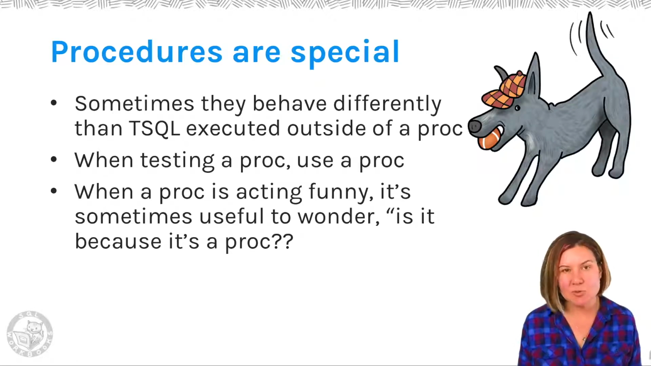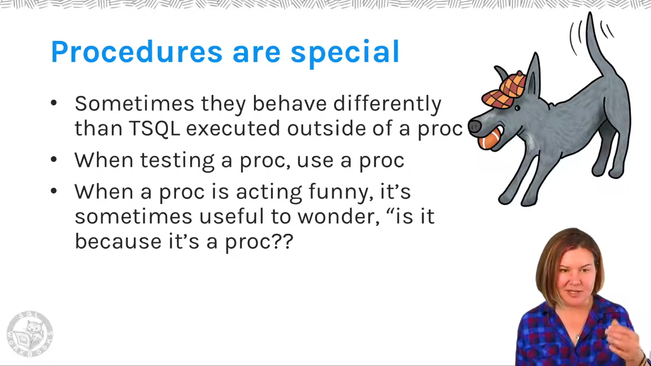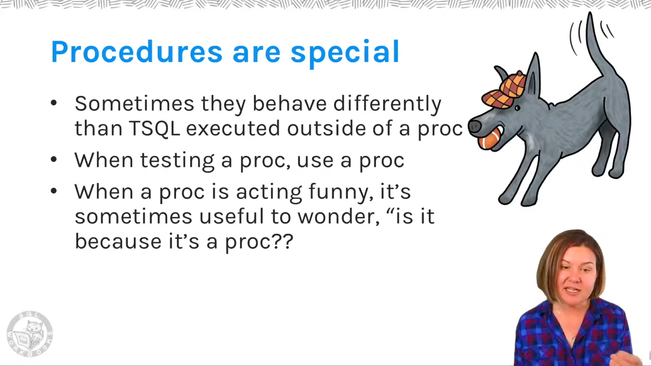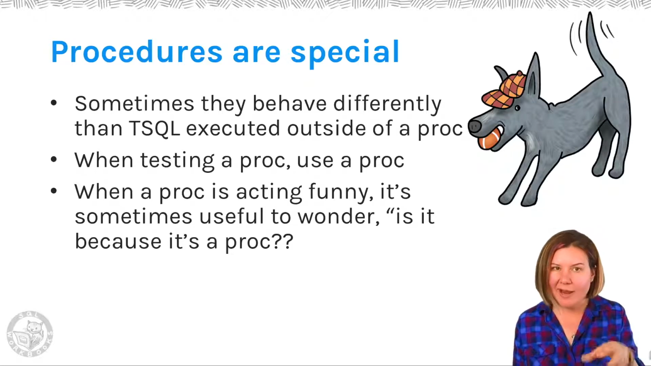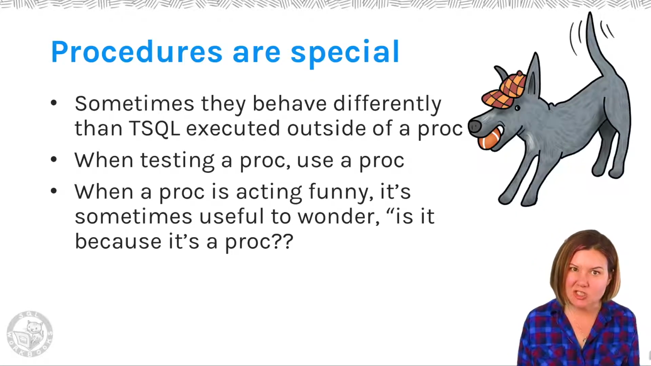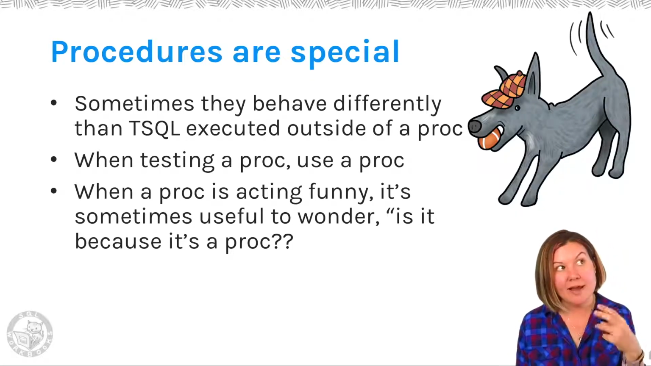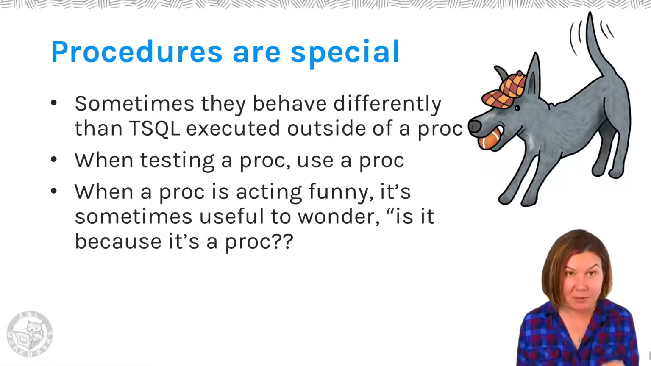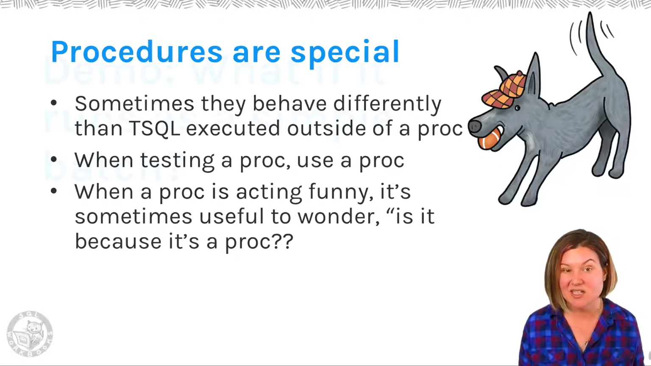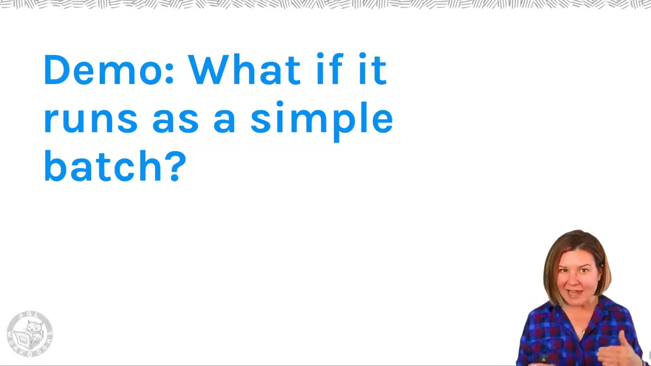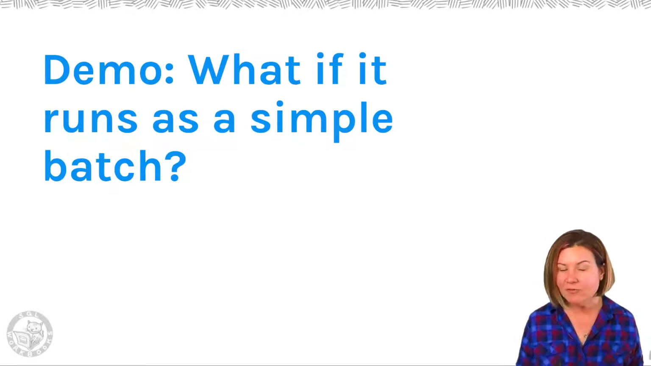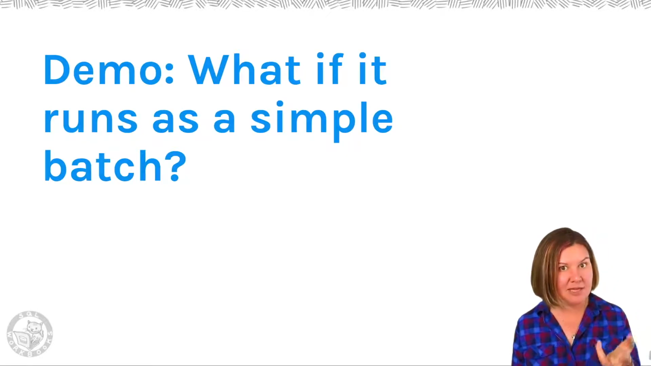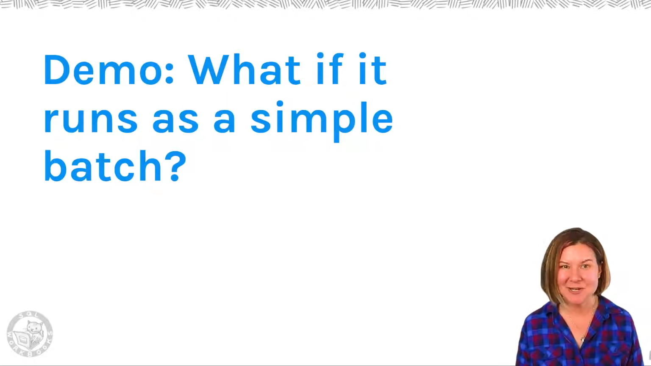And sometimes when I'm testing something and I've got a procedure that's acting funny, one of the things to think about is, is there a way I can work around this by changing scope? Is there a way I might be able to work around this by having some of the code execute in a context that's not a stored procedure? So let's first check out some sample code that runs as a simple batch as ad hoc TSQL and see if we can reproduce the same issue that we're having with the stored procedure.